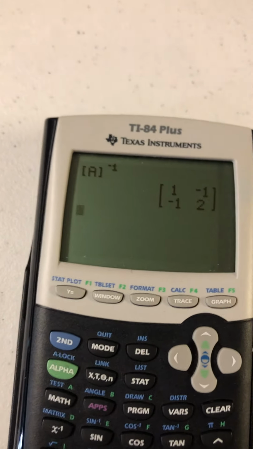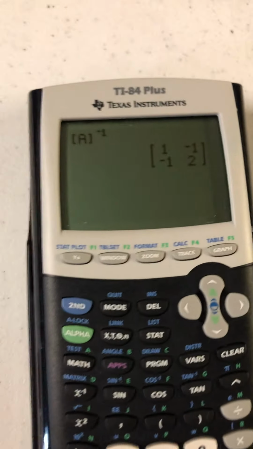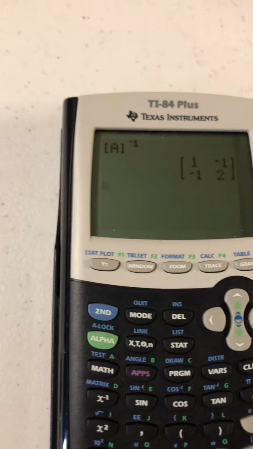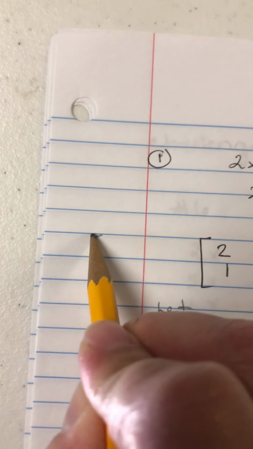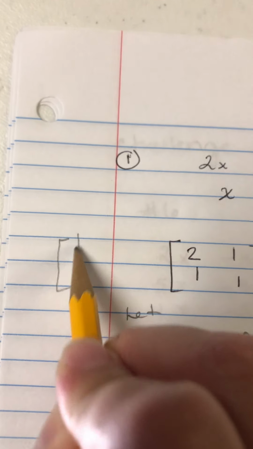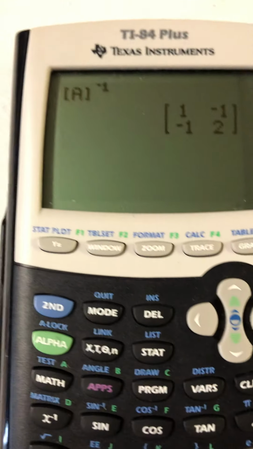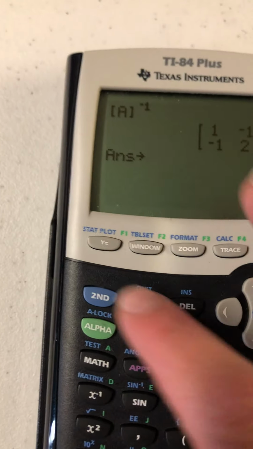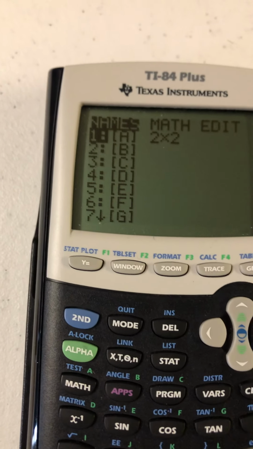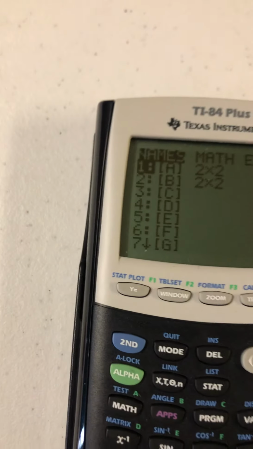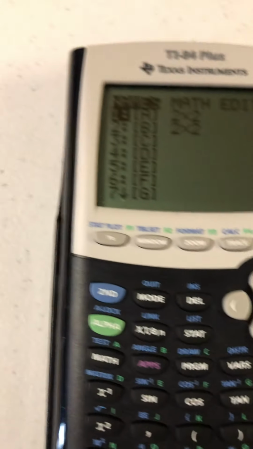Now keep in mind we want to store that. Okay, so you might want to write that down. Again, in college you probably won't be able to use this, but that's your matrix A inverse. So I'm going to write that down here. So that was 1, negative 1, negative 1, and 2. Okay, and I'm going to store that into matrix B. So don't forget, hit the store button and go to second matrix and select number 2, and I'm going to store that in B. So if I go back into matrix, I have A and B, right?